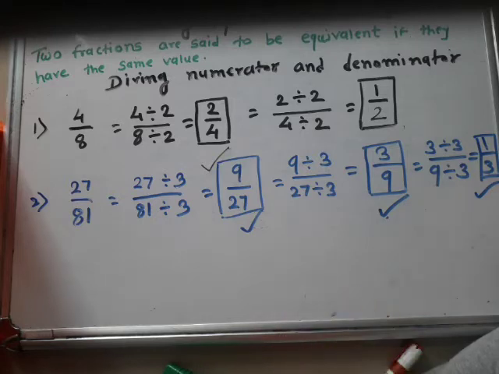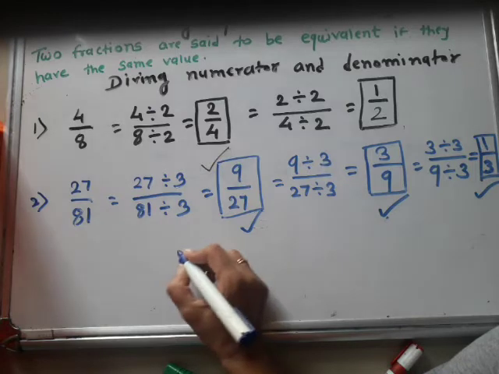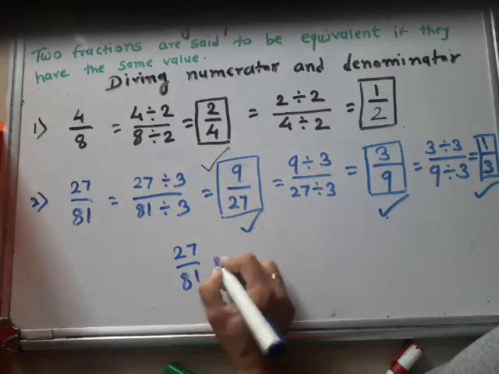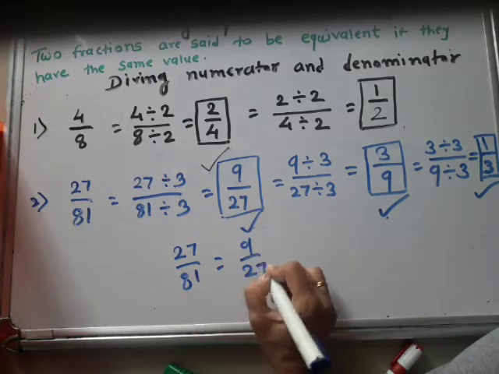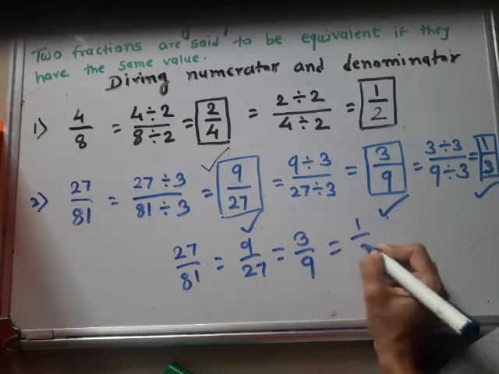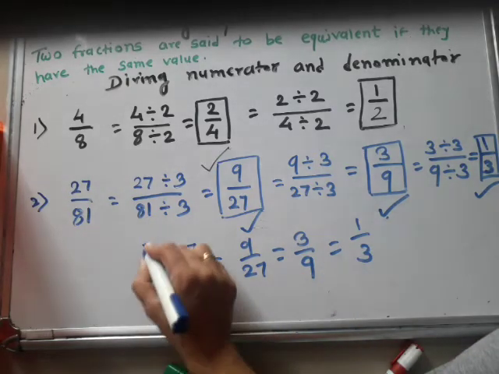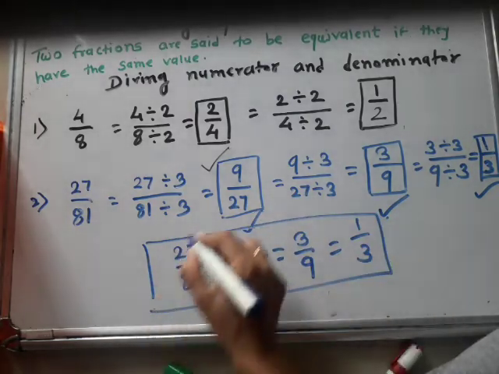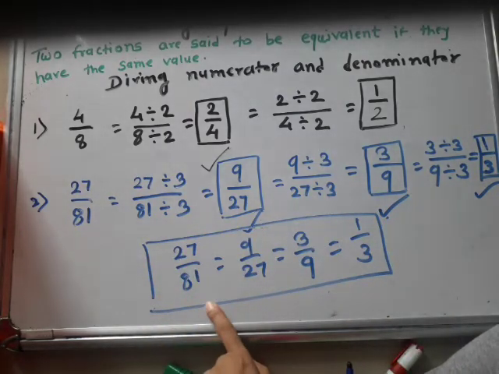After that we cannot divide this number again. Okay, see, both are prime numbers, 1 and 3, and this number is not divided again. So here we get the equivalent fractions of 2/27. Which ones did we get? 9/27, 3/9 and 1/3. Okay, these are the equivalent fractions of 27/81.